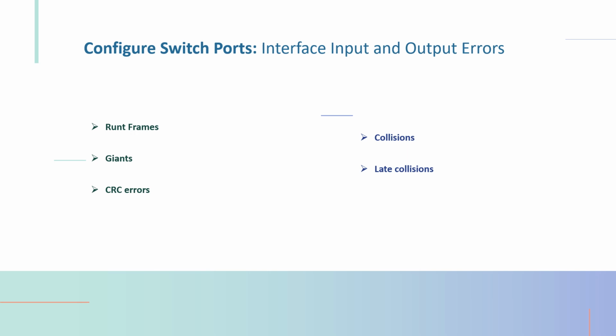Another common cause is duplex misconfiguration, where you could have one end of the connection configured for full duplex and the other for half duplex. That's an example. You would see late collisions on the interface that is configured for half duplex. In that case, you must configure the same duplex setting on both ends. A properly designed and configured network should never have late collisions.